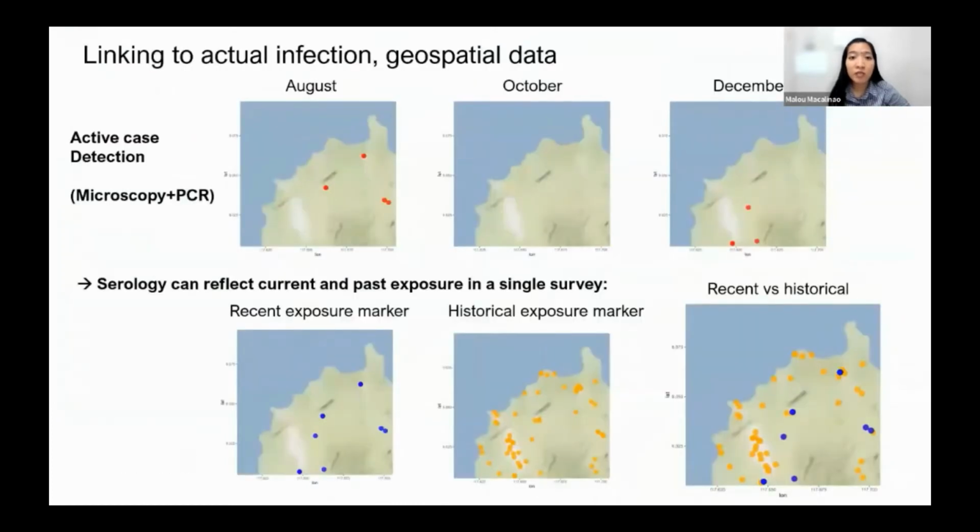Our serological findings can also be linked with actual infection data and also geospatial data to make maps. And as an example, here is a small area in Palawan showing the location of malaria cases in specific months during our survey. And as you can see, case locations differed per time point. But the serological data is able to provide a snapshot of these recent infections in a single collection, and comparing the seropositivity of the historical markers in orange gives us more information about the progress of transmission in the area.